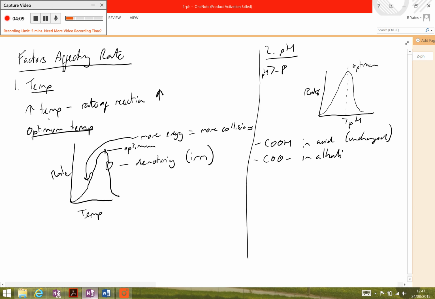So it affects these carboxyl R groups. It also affects amino R groups as well. Don't worry too much about that. Just know that it's to do with the charge of the R group. Okay, so next video we're looking at inhibitors and a couple of other things that will affect the rate of reaction as well.